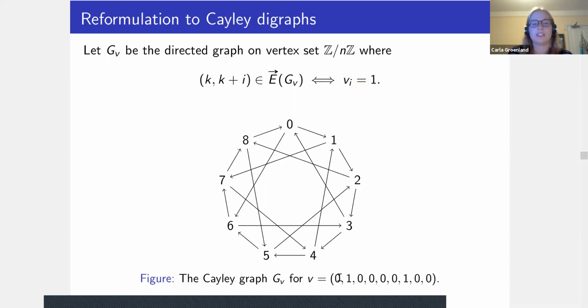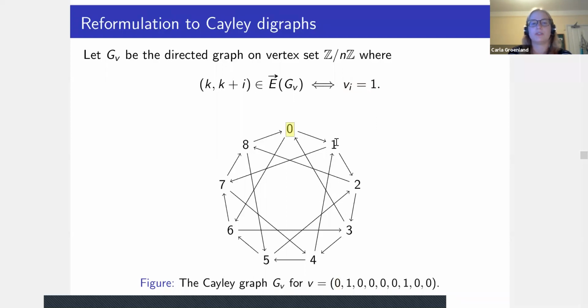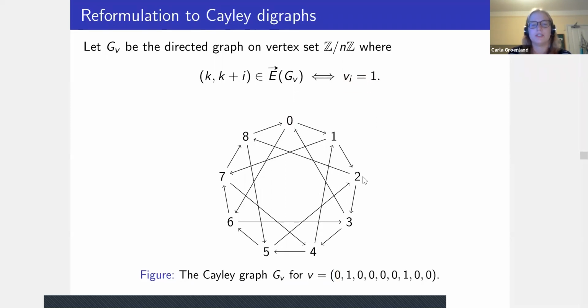Just an example here: v of 0 is 0, so there are no self loops. And v of 1 is 1, so there's an arc from 0 to 1 and from 1 to 2, etc. But there's no arc from 0 to 2 because v2 is 0. Similarly, there's no arc from 0 to 3 or 4, etc. And here we see that minus 1 is not allowed, minus 2 is not allowed, but minus 3 is allowed. So again, we see arcs from 3 to 0 and from 4 to 1.